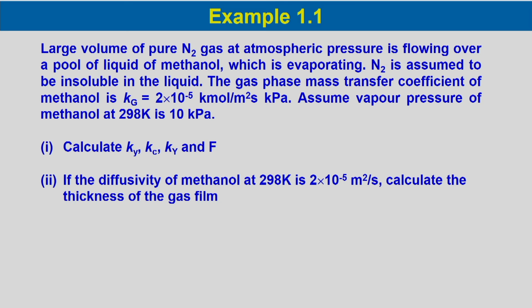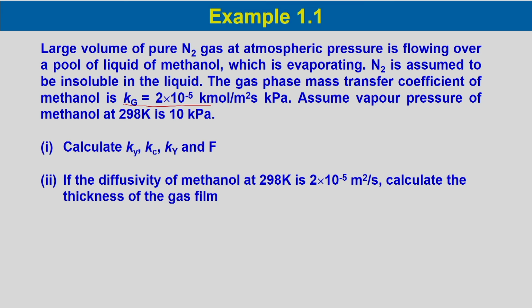Now, let us take an example. Large volume of pure nitrogen gas at atmospheric pressure is flowing over a pool of liquid methanol, which is evaporating. Nitrogen is assumed to be insoluble in the liquid. The gas phase mass transfer coefficient of methanol, Kg, is given as 2 into 10 to the power minus 5 kilomole per meter square second kilopascal. Assume the vapor pressure of methanol at 298 Kelvin is 10 kilopascal.